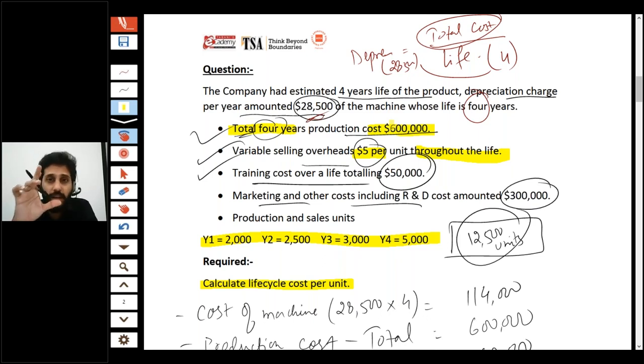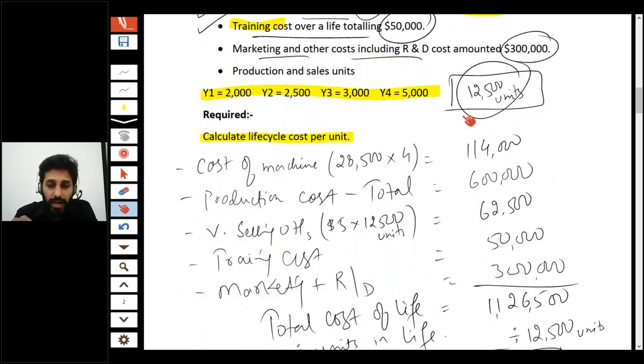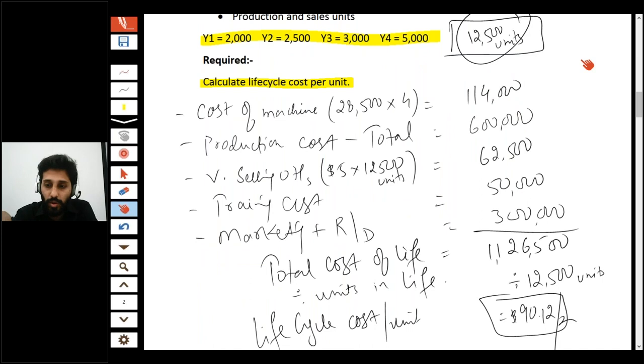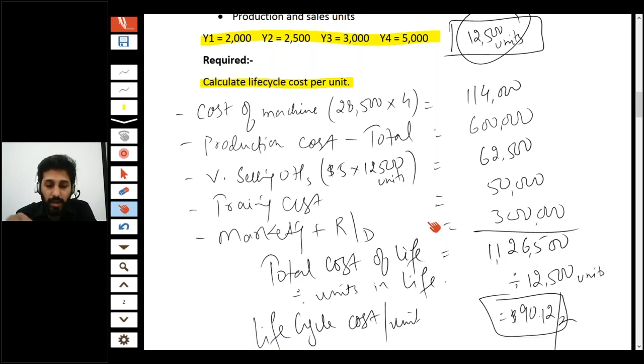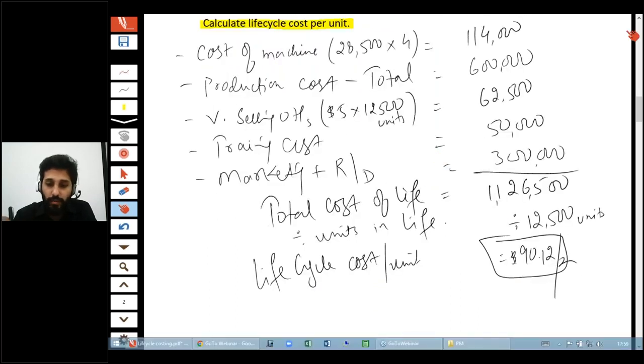While taking the life cycle costing, we take production as well as non-production cost. So we will have to take training cost, marketing cost, and all the cost. So I first calculated all the cost over the expected life, and then divided it by the units expected in a life. And simply I got a life cycle cost per unit, that is 90.12. What's your name? F. Rizan. F. Rizan, is it now fine?